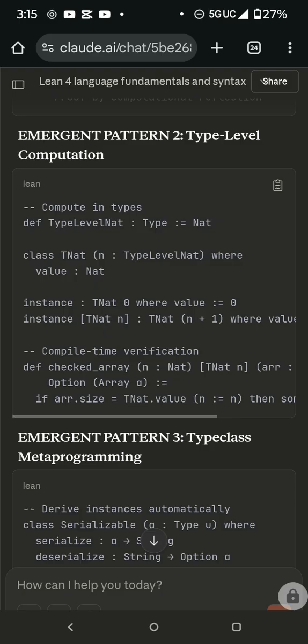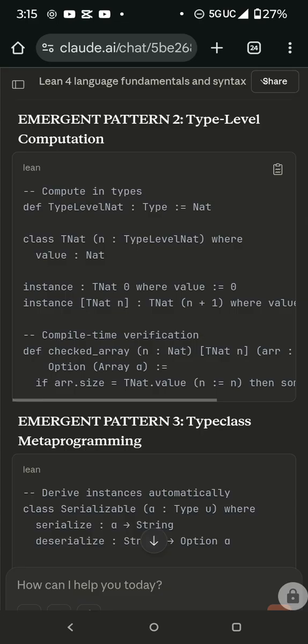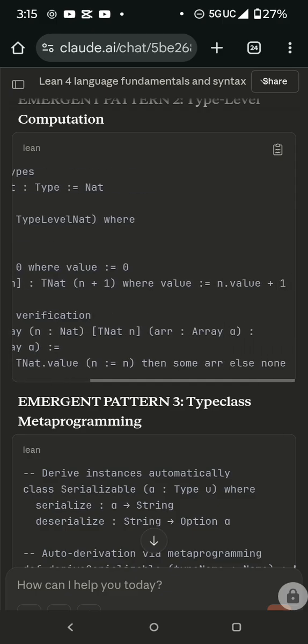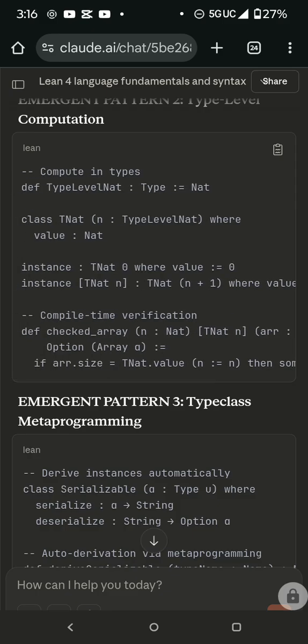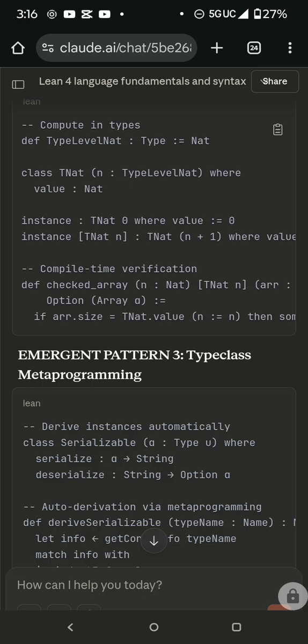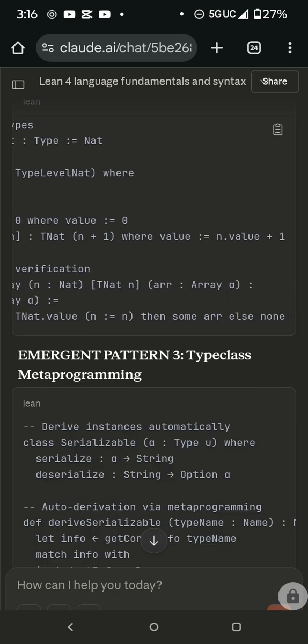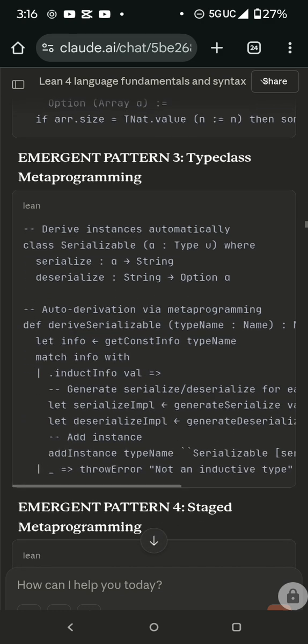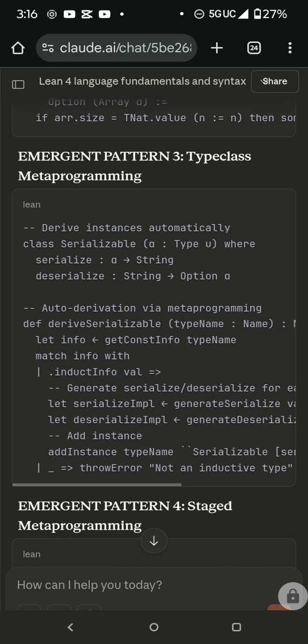Define type level nat in this way, class T nat like this, where value like this, instance like this, instance like that, all is shown, and then complete compile time verification is also involved when you structure it like this. Okay, can we figure how this might be valuable? Emergent pattern number 3, type class metaprogramming.